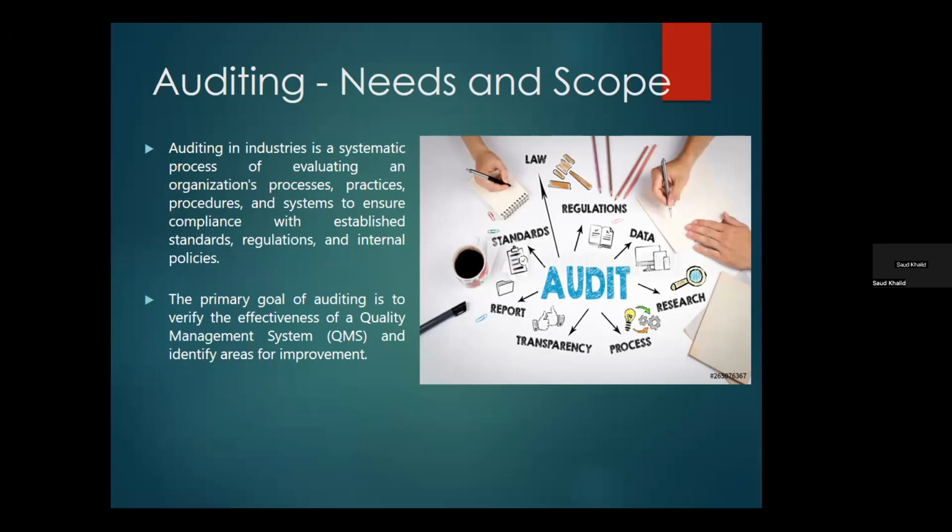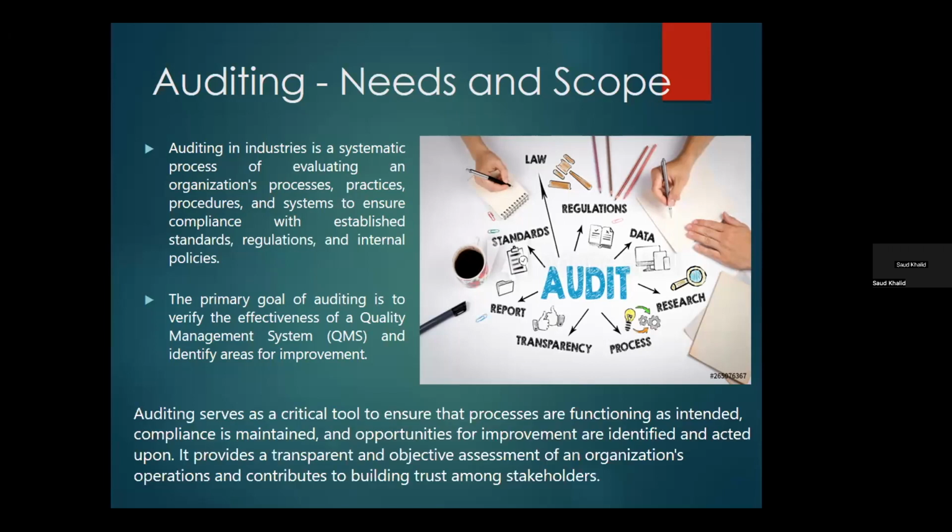The goal of auditing is to ensure the quality and management system is highly achieved and adopted for this production line, and to identify the areas of importance we need to look at for further improvement. Next, why is auditing required, and what kind of critical role can it play for our organization? It serves as a critical tool to ensure processes and functions work as intended.